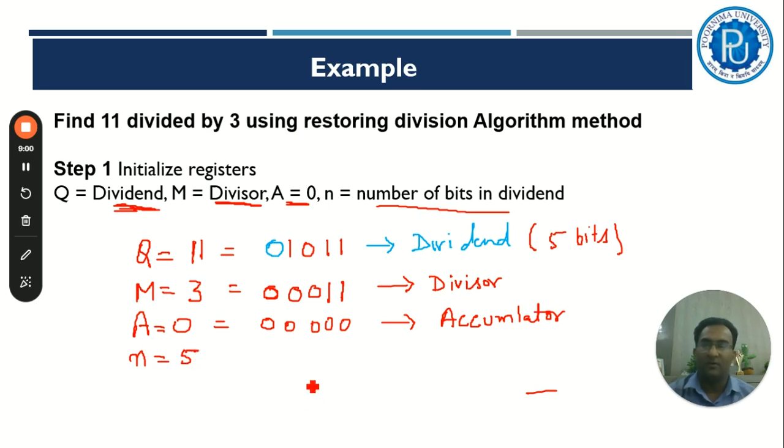Okay. So when we are going to start this algorithm, total steps will be 5 there. So all these are the initial values. This is step number 1.